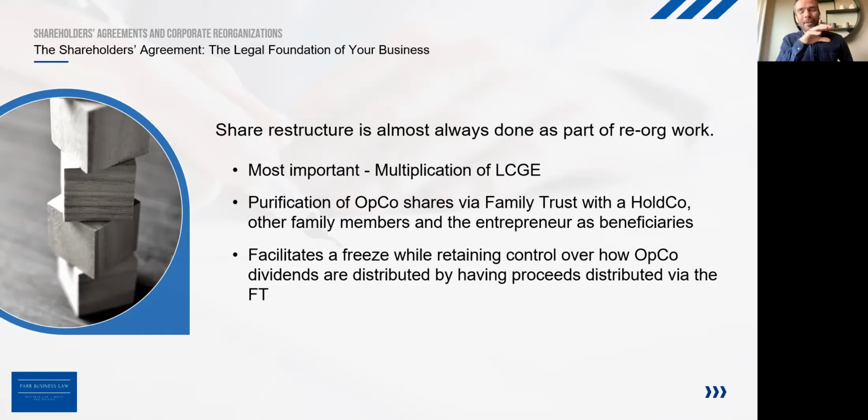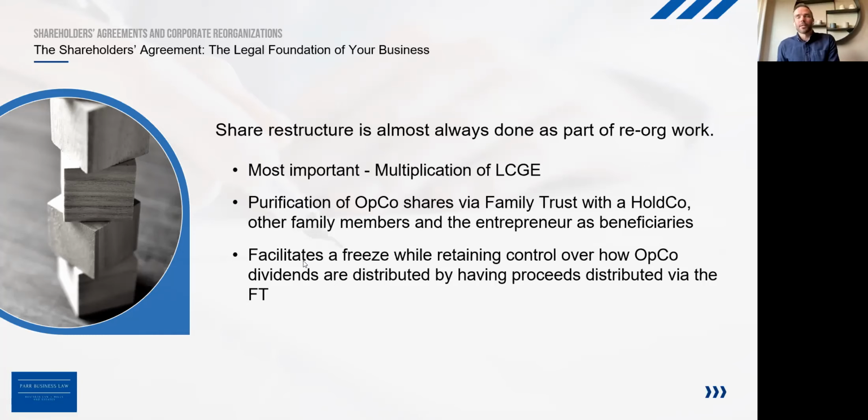The family trust will generally own the shares of the operating company. So the operating company, say Acme Enterprises Inc., is going to be owned by the family trust, and then the family trust will have a variety of beneficiaries. The beneficiaries could be a holding company, or multiple different holding companies, or individual family members. The purpose of this is a number of things.